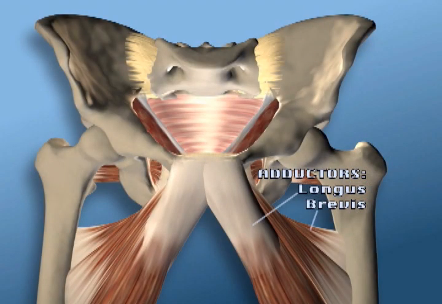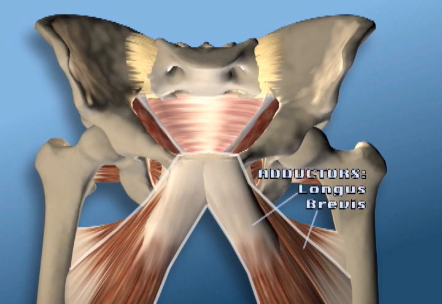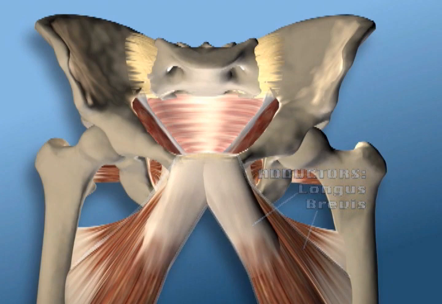The adductor longus and brevis muscles attach to the pubic bone and shaft of the femur. The muscles of the pelvic rotator cuff work together as a unit during upright activities.